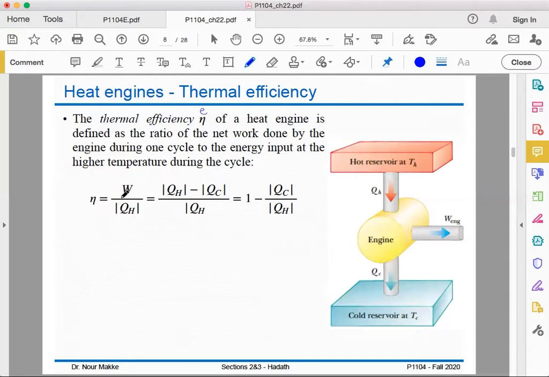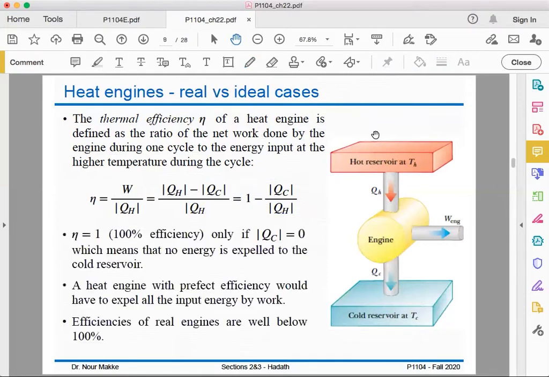So we just replace W with its value. W is QH minus QC, divided by QH. So it's equal to QH over QH, which is 1, minus QC over QH. And so this is the expression for the thermal efficiency of a given heat engine. So this is a very general expression, and whatever your heat engine is, you can apply this definition for the heat engine. Now, let's make a few comments.